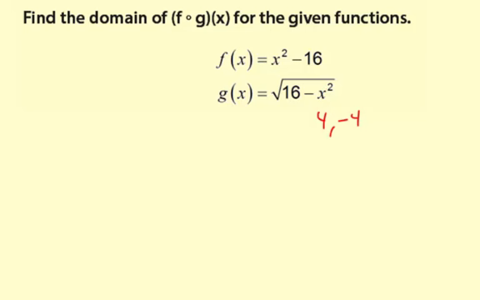So that means this x squared can be 16 or less, but that means x has to be between 4 and negative 4, because 4 makes 16, negative 4 makes 16, and any number in between will give you a valid solution. So this domain is going to be negative 4 to 4, and it's going to be closed.